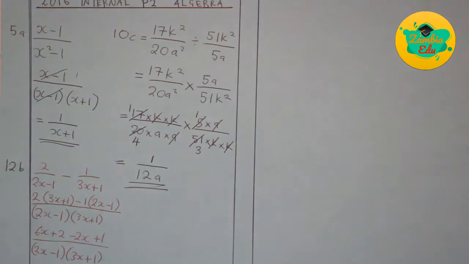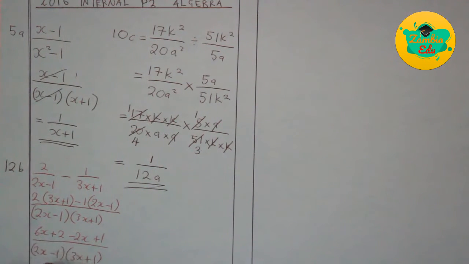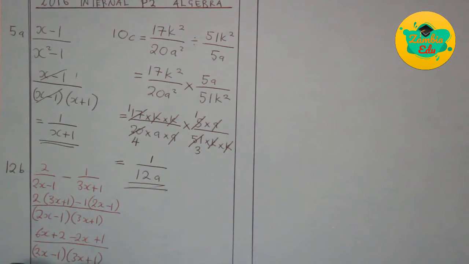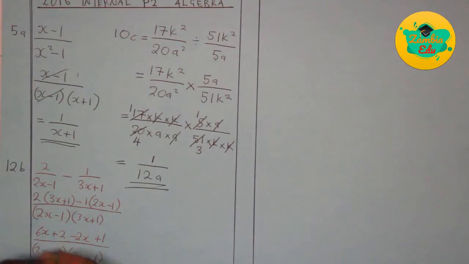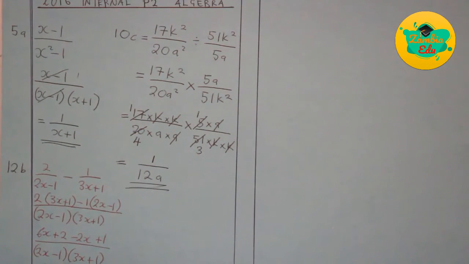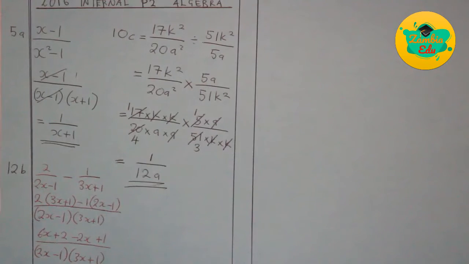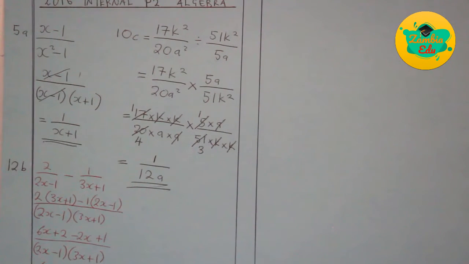Correct. So now, having done that, how do we finish up that question? We are now going to group the like terms together so that we can solve them. There we have 6x and negative 2x, then positive 2 plus 1, over the common denominator which we have.